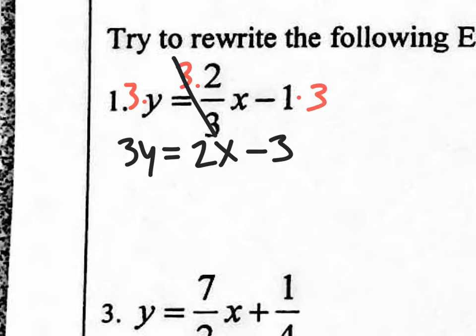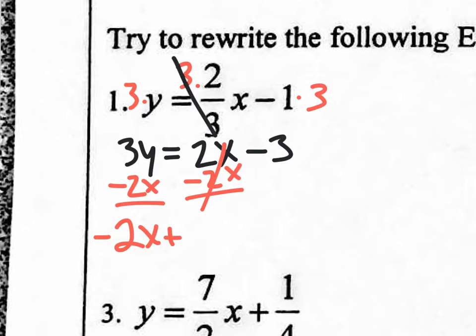So it's almost in standard form. All you need to do is get rid of that 2x by subtracting 2x and subtracting 2x. Now let's just rewrite it. You can't subtract it. Let's rewrite it. So what's my standard form equation going to be? Negative 2x plus 3y. That's right, negative 2x plus 3y equals negative 3.